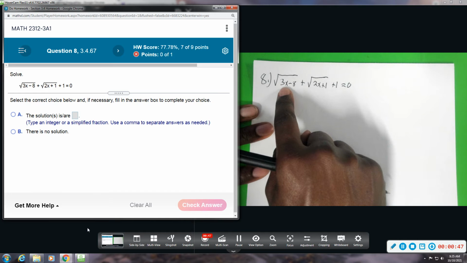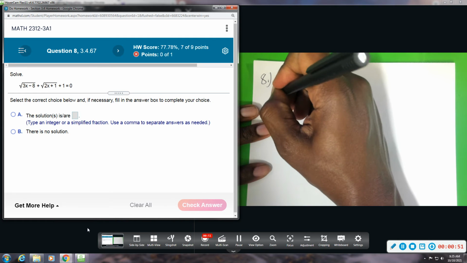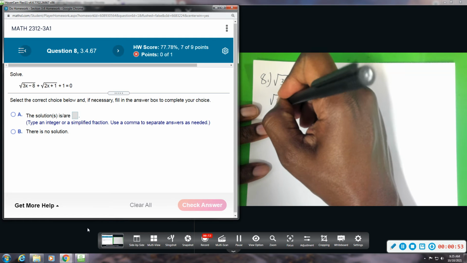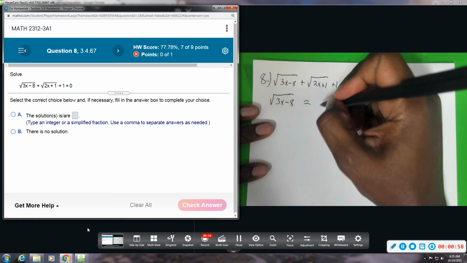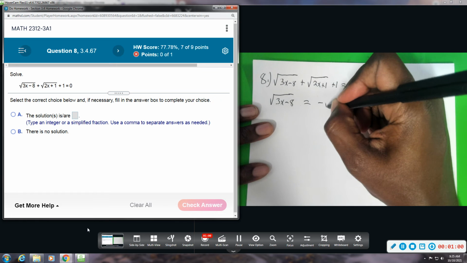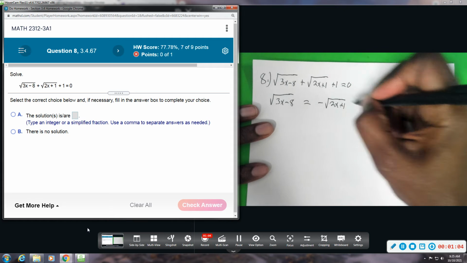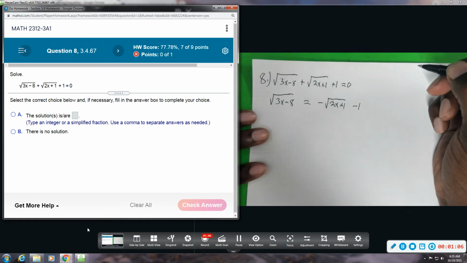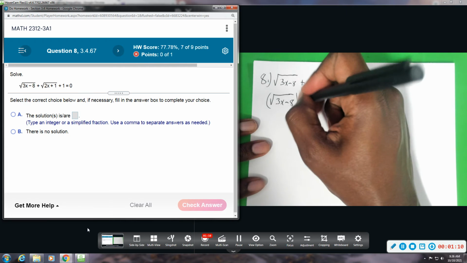All right, so first thing I'm going to do is move two terms over and leave one square root here. So I'm going to subtract this and subtract 1. It's going to be equal to a negative square root 2x plus 1 and then the minus 1 on the outside. All right, and then from this point, I'm going to square both sides.